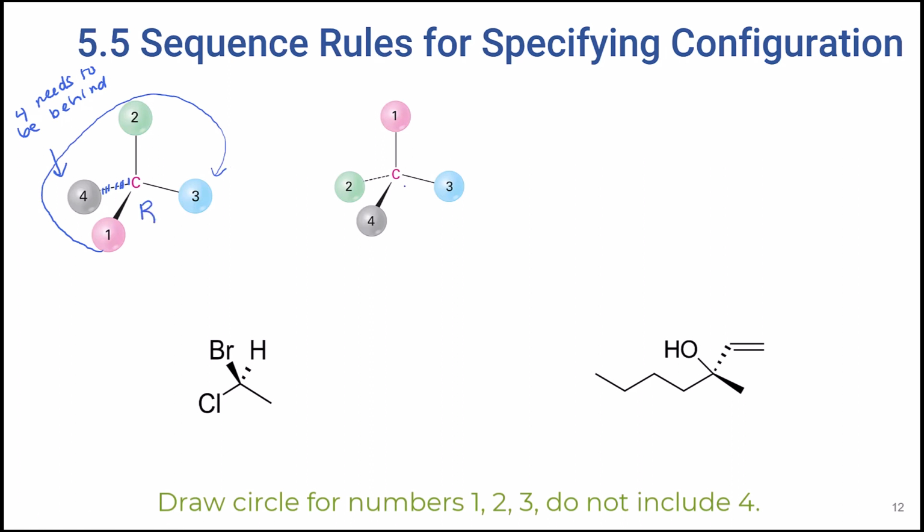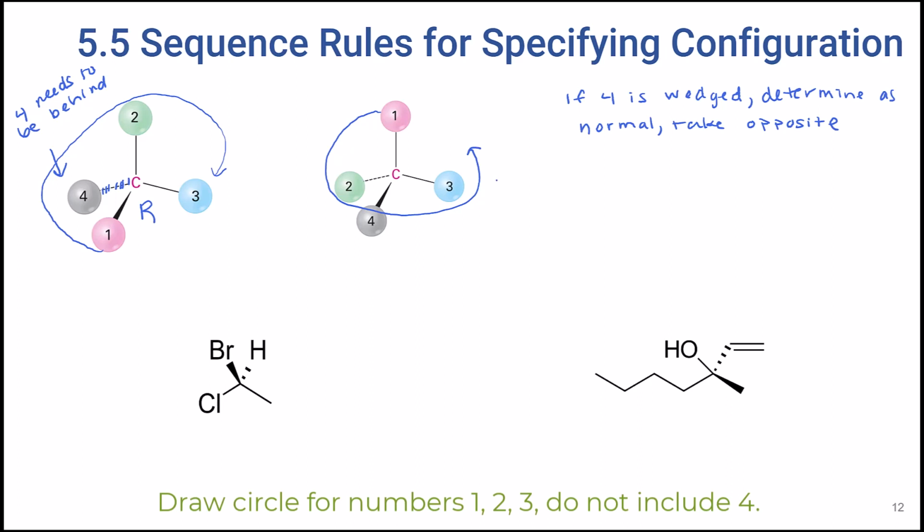All right, in the next example, my 4 is not in the backwards position. So if 4 is wedged, we're going to determine it as normal and then take the opposite. Okay, so I'm going to draw my circle here, 1, 2, 3. So that would make this an S because it's counterclockwise, but because of the 4, this is going to become an R.